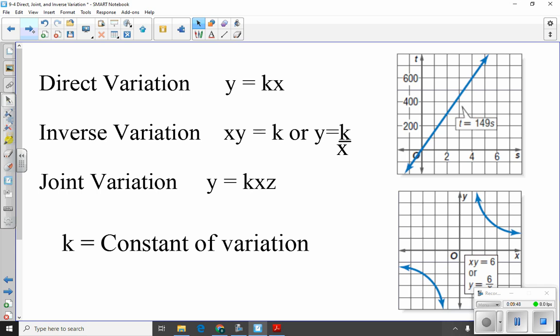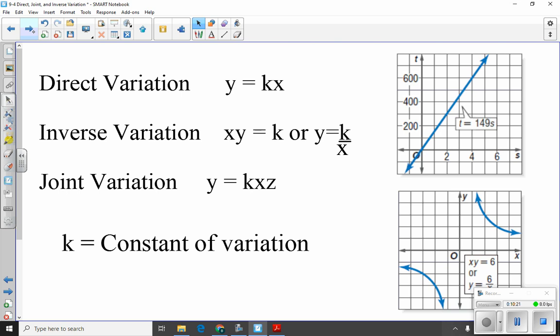So it'll probably be helpful for you to write these equations down. Remember that the formula for direct variation is y equals kx, k times x. Inverse variation is either x times y equals k or y equals k over x. And joint variation is y equals kxz, y equals k times x times z. Remember, k is your constant of variation, so x and y are your variables.